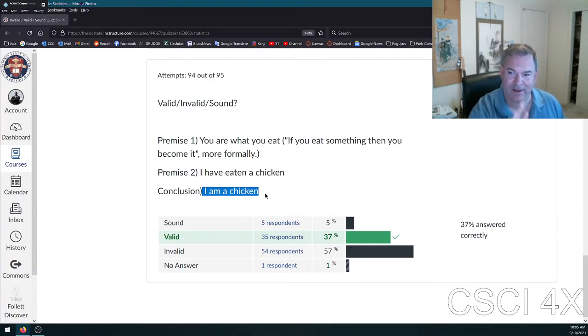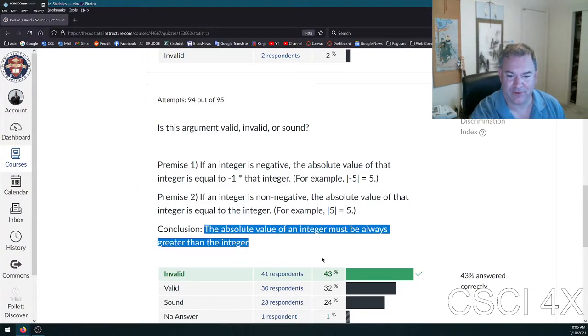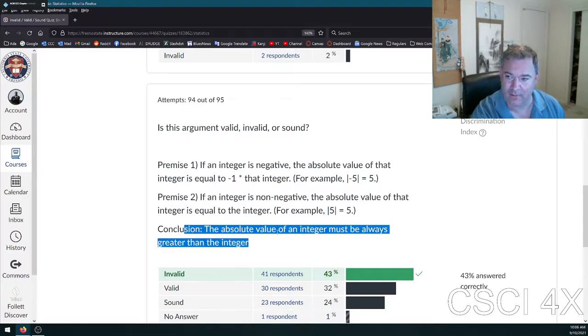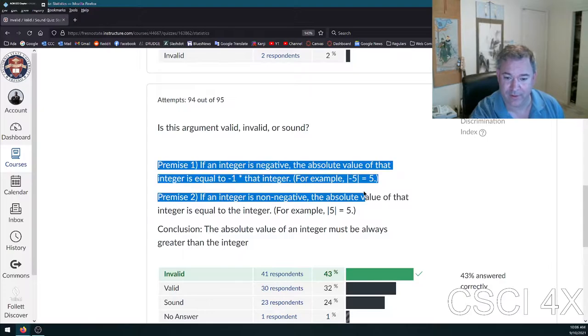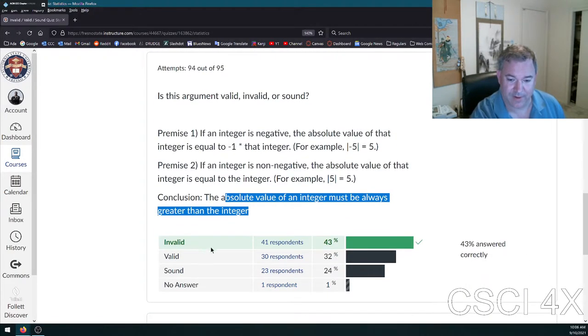There's two different kinds of wrong. One kind of wrong is the logic doesn't follow. Like in this case, the absolute value must always be greater than. The logic doesn't work. Sometimes it'll be greater than, sometimes it'll be equal to. So the logic here is wrong. If the logic is wrong, it's invalid, and it doesn't matter if the premises are true or not. In this case, the premises are true. It doesn't matter. It's invalid.